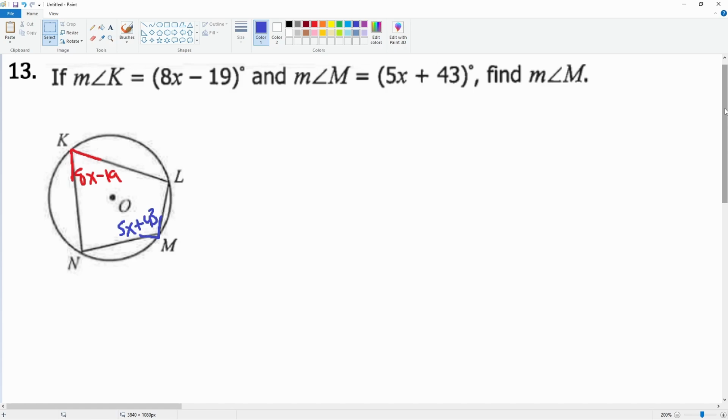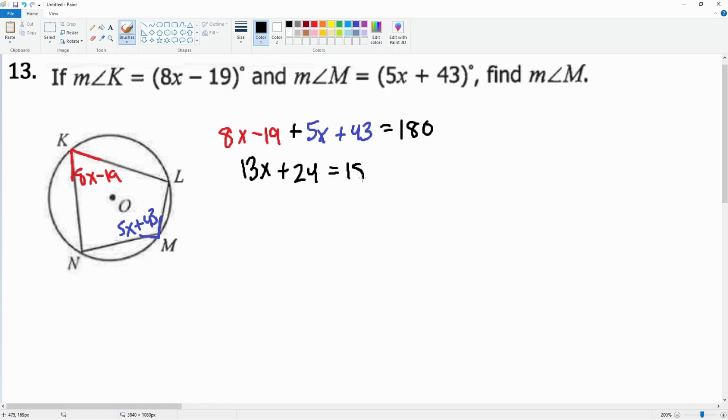I can add up the 8x minus 19. I add that with the blue part, which is 5x plus 43. Then that's going to be equal to my 180. So 8 plus 5 gets you 13x. Negative 19 plus 43 gets you 24. That equals 180. Minus 24 from both sides. This cancels, leaving you with 13x is equal to 180 minus 24. That gets me 156.